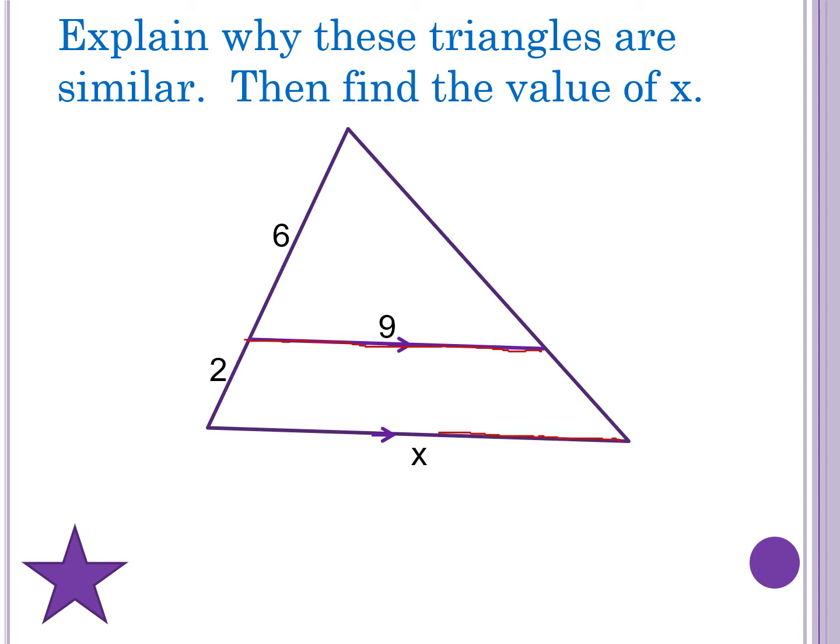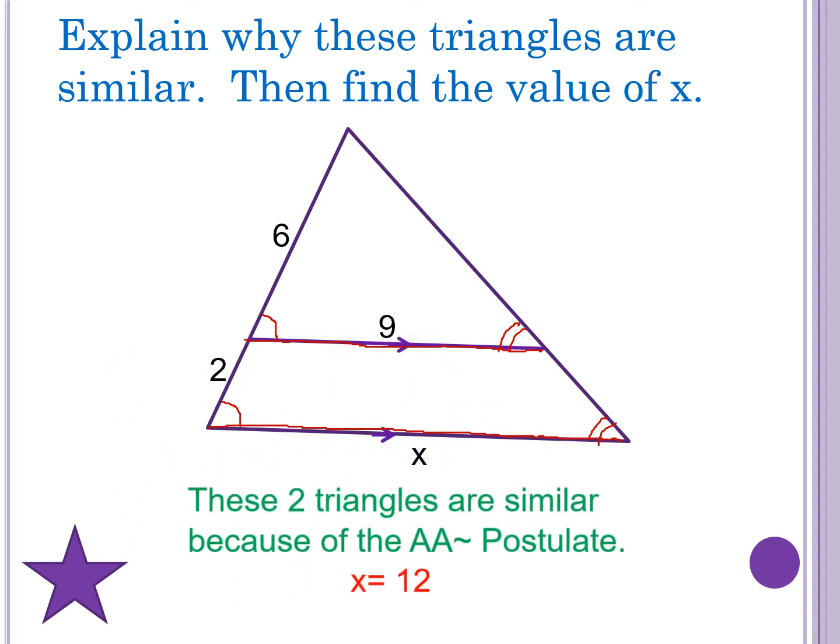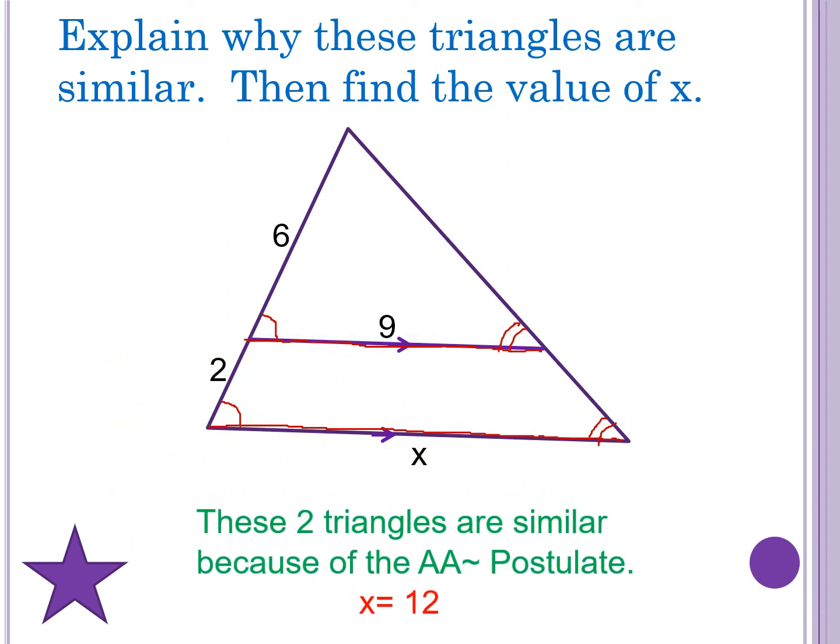Since these lines are parallel, we can consider these angles as corresponding angles. Therefore, they are congruent. Another pair of corresponding angles that are congruent are these angles. Therefore, we can say that the two triangles are similar because of the AA postulate.